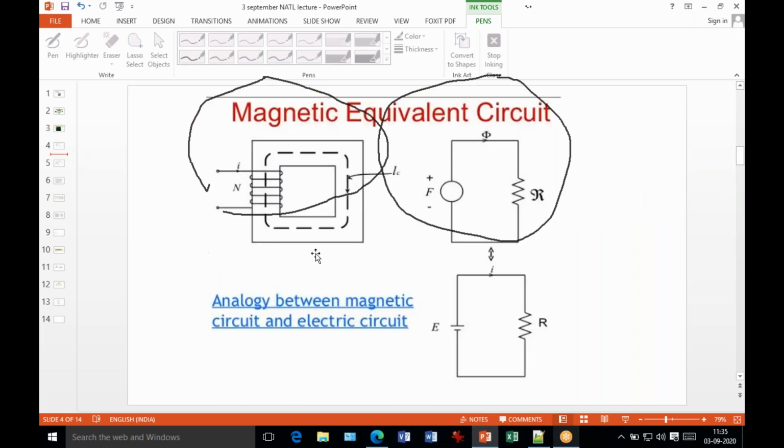Now we move to some very fundamental circuits that we study first, and then we will discuss all the terminology of the magnetic circuit. So what is the architecture of a magnetic circuit? It is very simple.